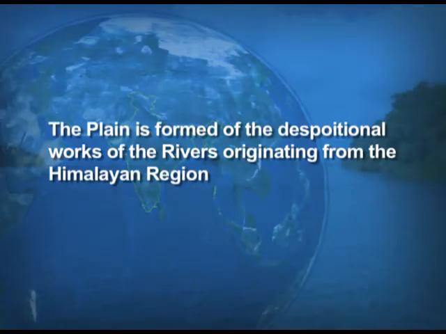The plain is formed of the depositional work of the rivers originating from the Himalayan region, and most of the water, which is known as the potential water, and the percentage for that is 42%, is confined in the states of the Great Plains in northern India.